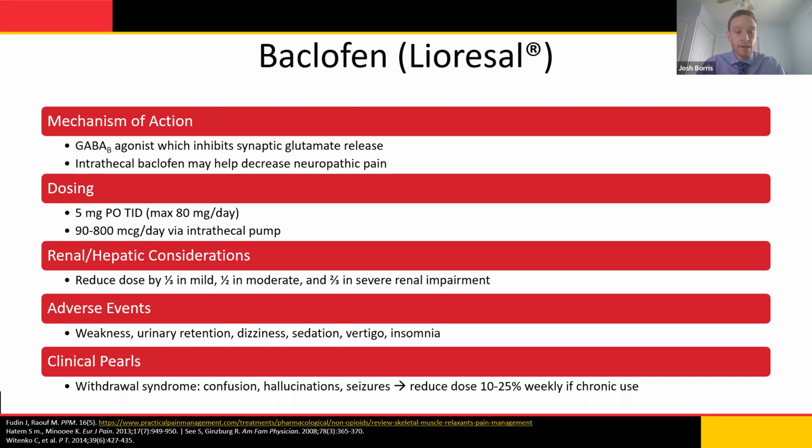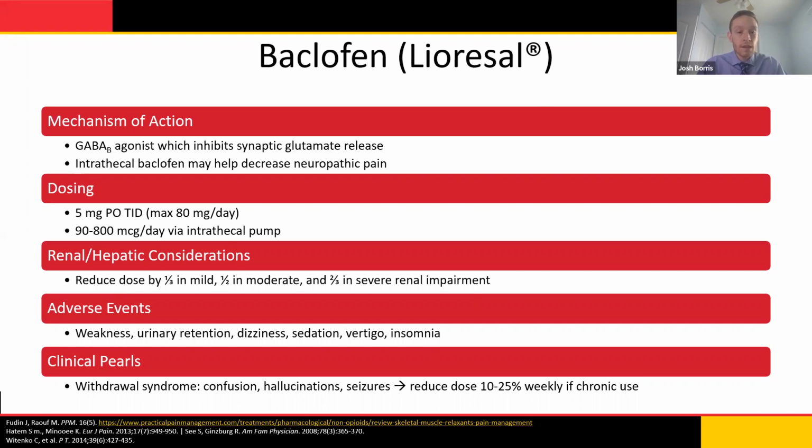For renal and hepatic considerations, what's generally recommended is, because baclofen is renally excreted, to reduce the dose by about a third in mild, reduce the dose by half in moderate, and reduce the dose by 2/3 in severe renal impairment, because it is excreted about 70% unchanged in the urine.